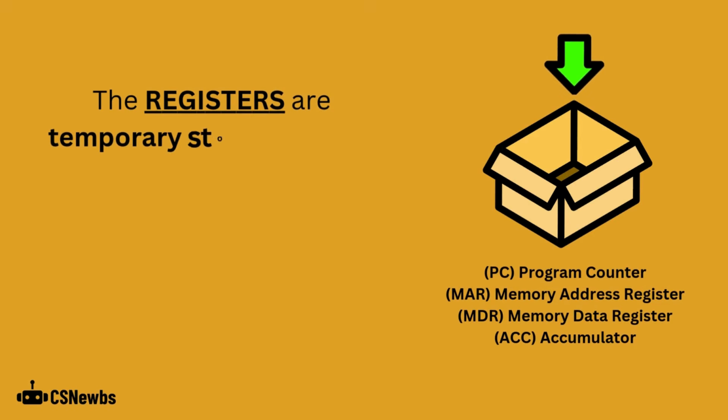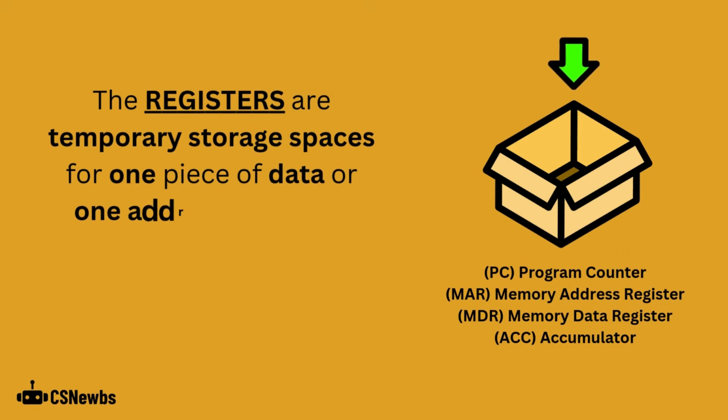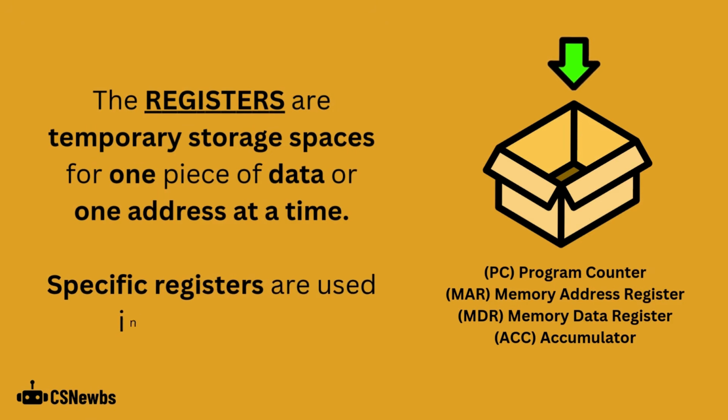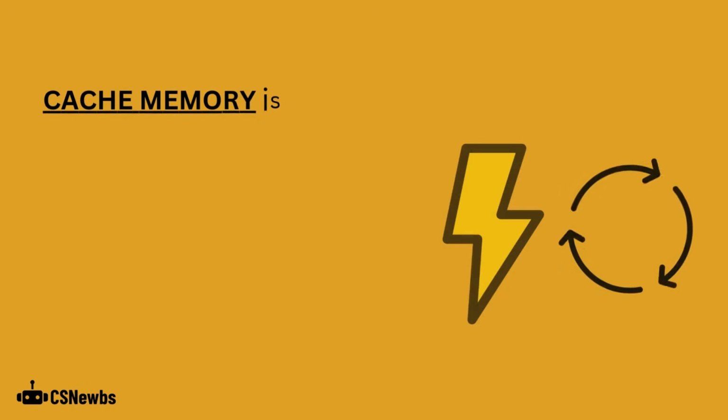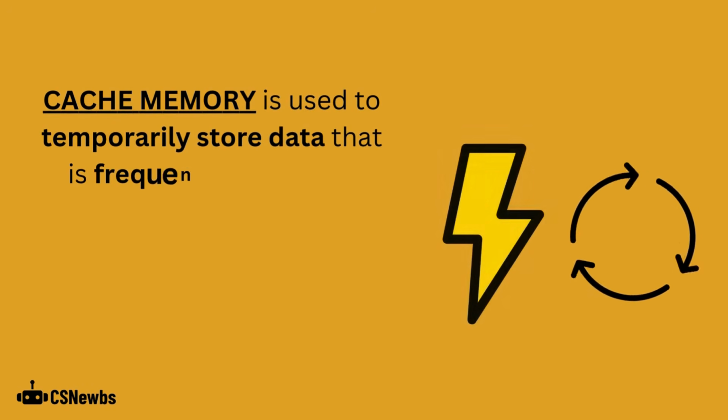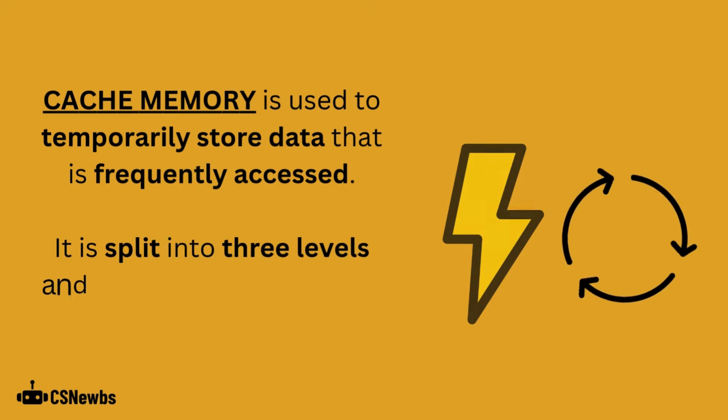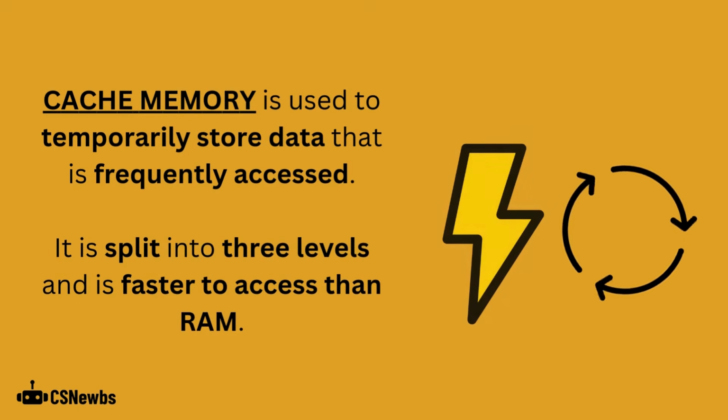The registers are temporary storage spaces for one piece of data or one address at a time. Specific registers are used in the FE cycle. Cache memory is used to temporarily store data that is frequently accessed. It is split into 3 levels and it is faster to access than RAM.